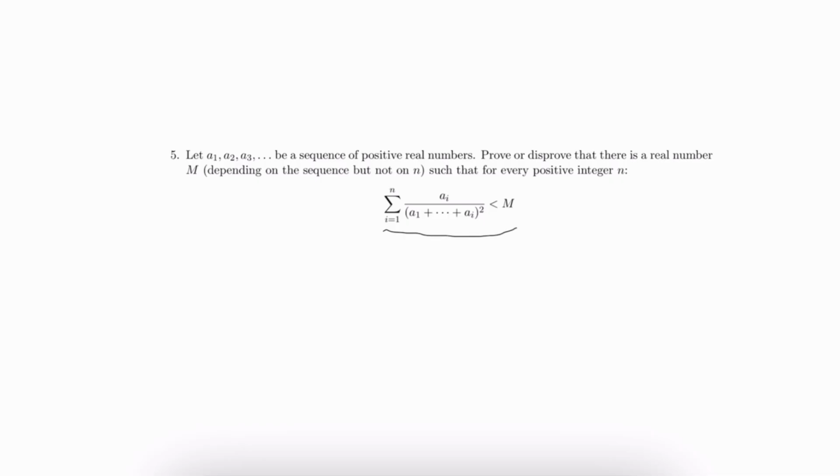The sum from i equals 1 to n of a sub i over the quantity a sub 1 added with all the terms all the way to a sub i, squared, is less than m. And again, m depends on the entire sequence, but for a fixed sequence, there's a fixed m that works for every single n.